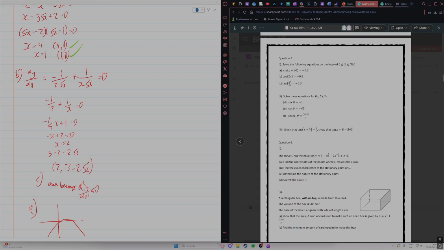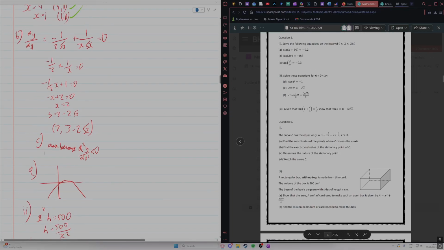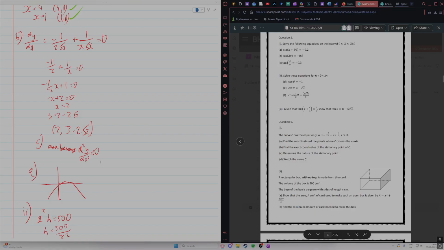I definitely should have done d2y over dx squared. I would get like 0 out of 2 for this. But you just say that it's maximum. And you actually do d2y over dx squared and substitute the point in. I don't know why I just did this. And then sketching is just like something like that. Because you have the stationary point, you have the 2 roots, so you can kind of guess that it looks like that.